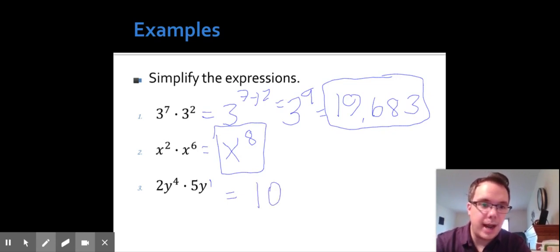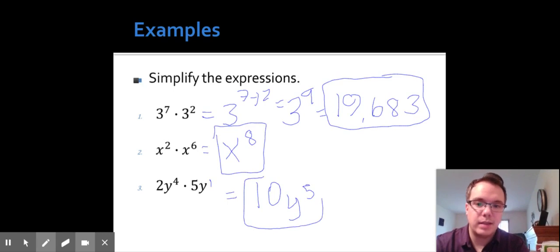Be careful not to add them. We're still multiplying. They're not exponents, so do not apply the rule of exponents to regular numbers. Y to the 4th times y to the 1st, those are 2 powers with base y. These are exponents, so I'm going to add them. 4 plus 1 is 5. 10y to the 5th is as simple as it gets, so that is our answer.